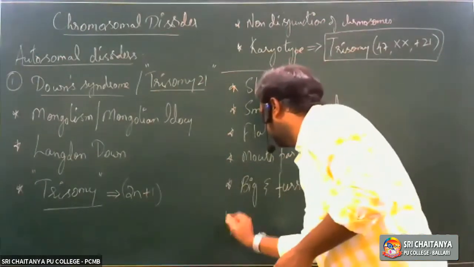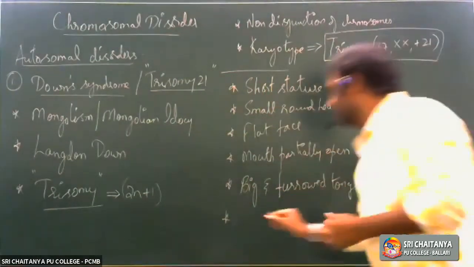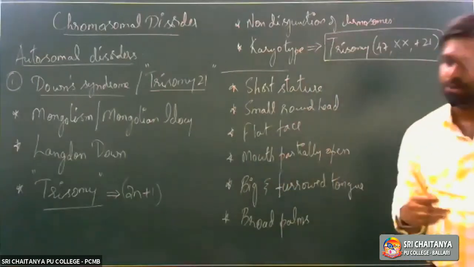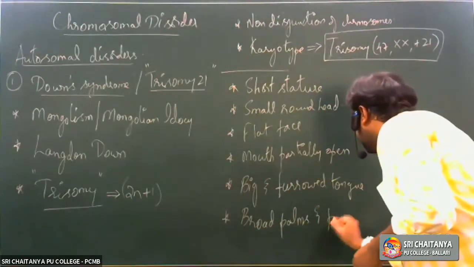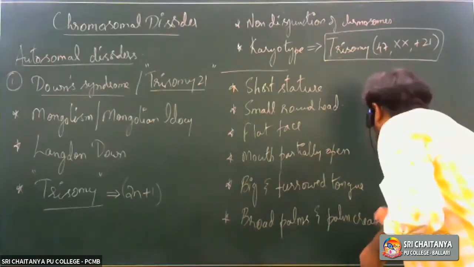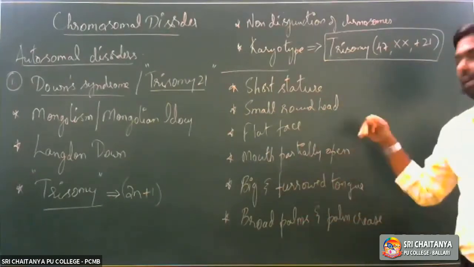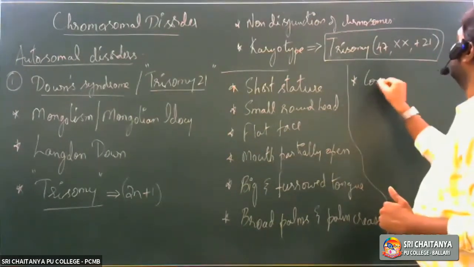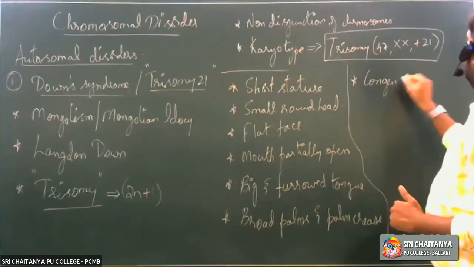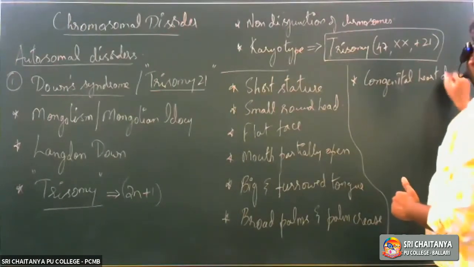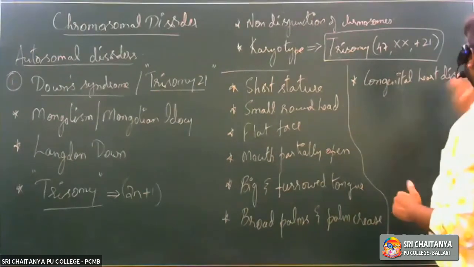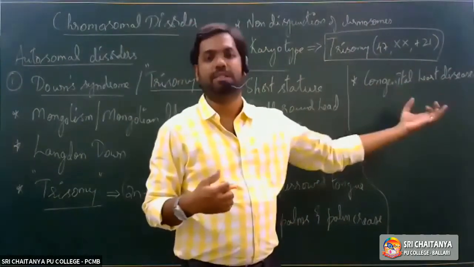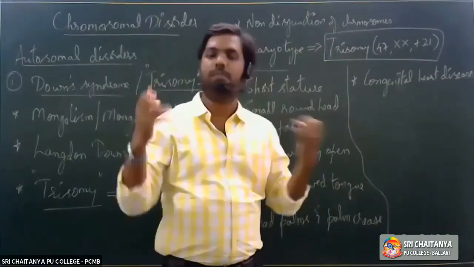A few more conditions associated with Down syndrome: these individuals have broad palms and characteristic palm crease. So they have broad palms as well as characteristic palm crease. And along with this, these individuals also suffer from congenital heart diseases, that is, some sort of inborn diseases related to the heart. So they have abnormal heart formation, what we call congenital heart disease. By birth itself, this individual will have some abnormalities in the heart.